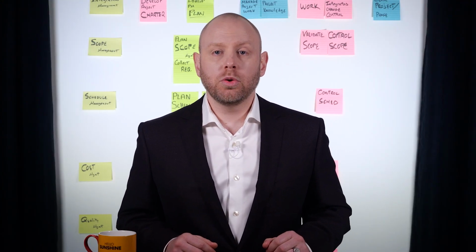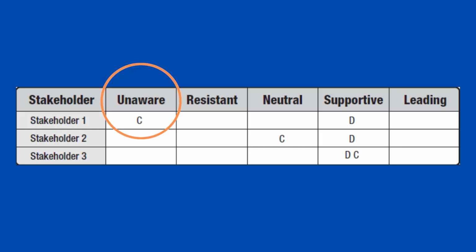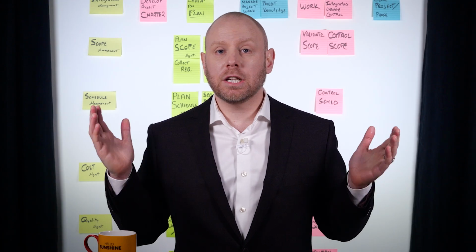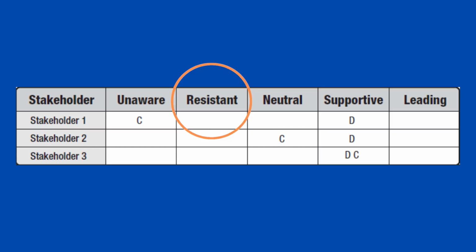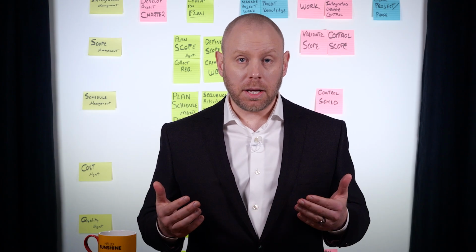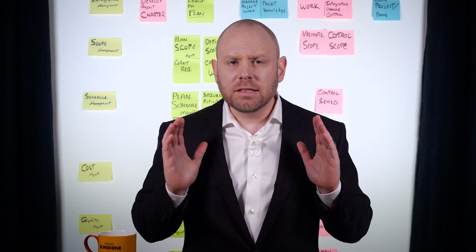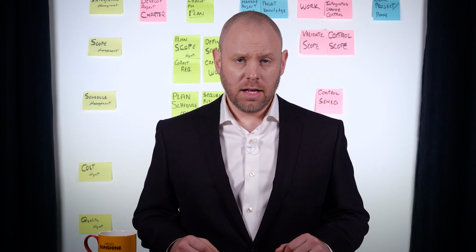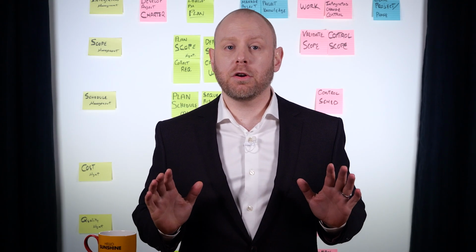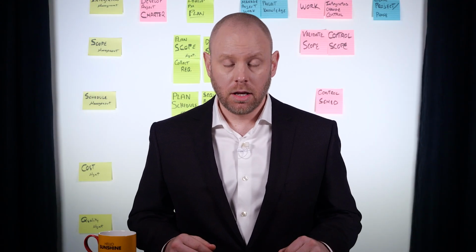Stakeholders fall into one of 5 categories. Unaware, as in they are unaware of the project, the potential impacts or outcomes. They are resistant, as in they are aware of the project, the potential impacts and outcomes, but are resistant to any changes that may occur as a result of the project. Essentially, they are unsupportive and may create barriers to success.